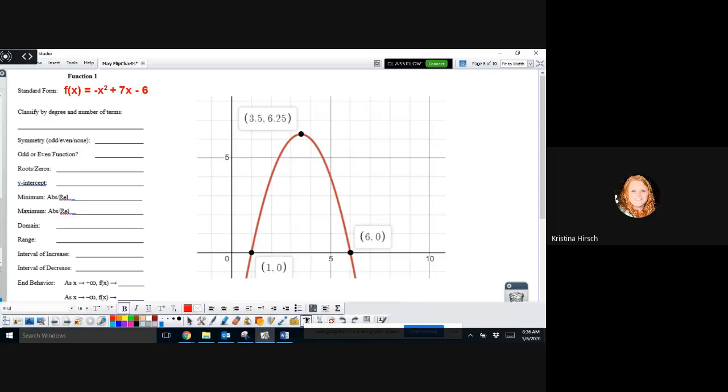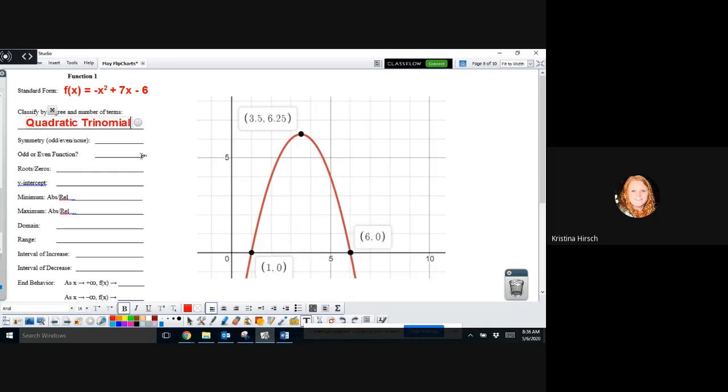All right, so for this one, to classify it by degree and the number of terms, it's considered a quadratic function because of that x squared, and then it's considered a trinomial because there are 3 terms. So here you would put quadratic trinomial. If it had 2 terms, it'd be a quadratic binomial.